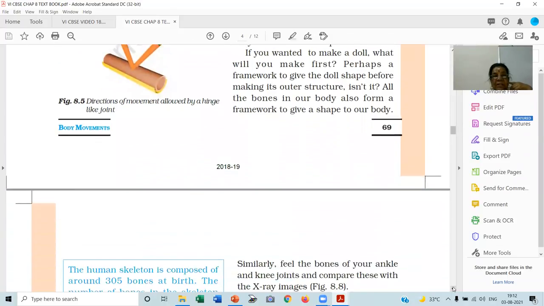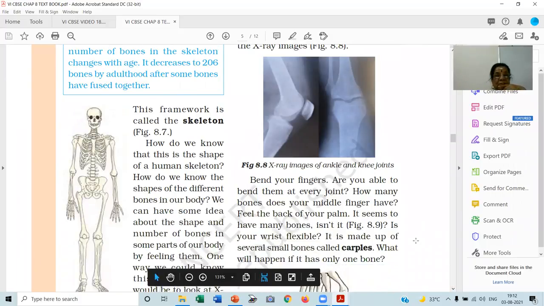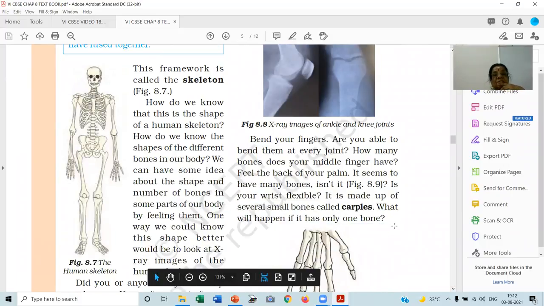So it is not detailed. So the X-ray images you need to learn. X-ray images. We have some idea.